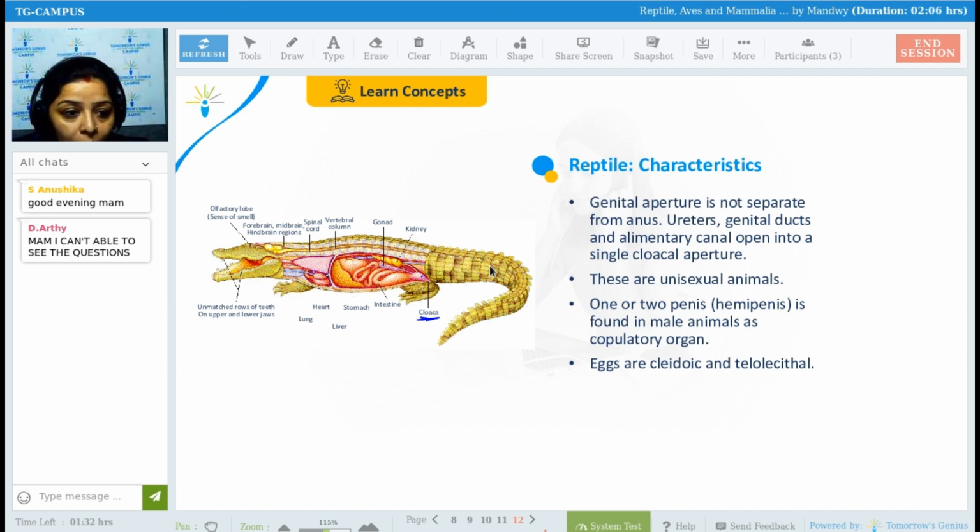Okay. Reptiles are unisexual animals. Some males have a single penis, whereas in some reptiles they have two penises. As they have a different number of penises in different individuals, it is considered a hemipenis. Okay, some have a single and some have two penises.